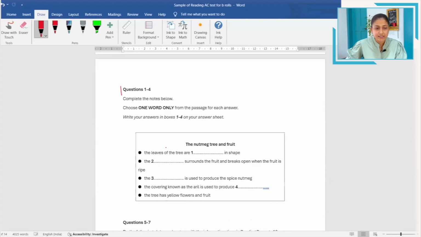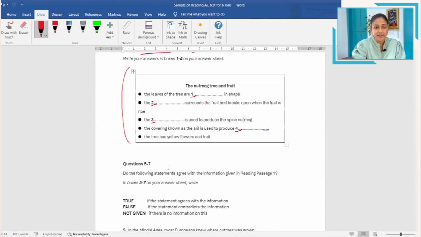The first set of questions, let's call it set 1, is to complete the notes below. Some notes are given wherein there are questions 1, 2, 3 and 4. You have to complete this based on what is there in the passage, and you have to choose one correct word from the passage. Okay. Next, let's go to the next set.